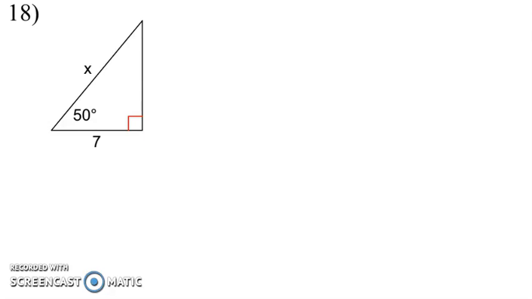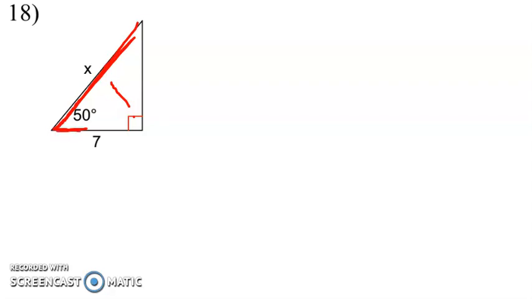In number 18, we have a 50-degree angle that is given to us, and we're going to use sine or cosine or tangent to try to solve for the missing length. We have to identify what those missing lengths are so that we know which trig ratio to use. It's pretty clear that across from the right angle is the hypotenuse, so x is a hypotenuse.